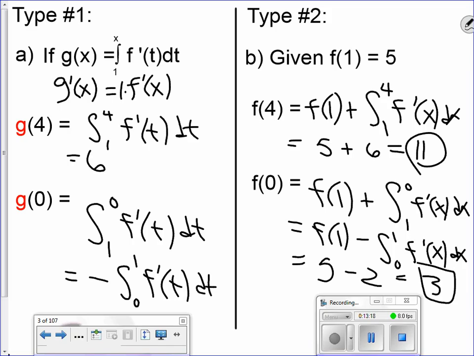Then you just made it down. That's fine. You could say it's 5, and then plus negative 2, or just 5 minus 2, as long as you get 3. Okay. But these are fun.